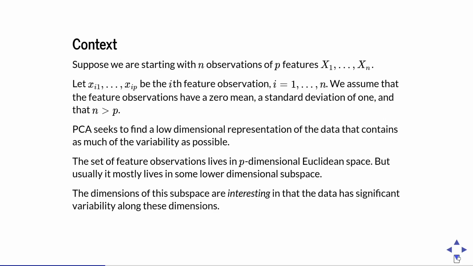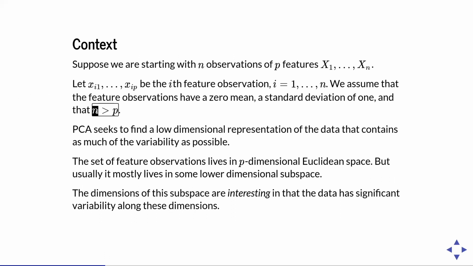Okay, so here's the context. Suppose we're starting with n observations of p features. And so these are the actual features. So this should say p, not n. Yet another typo. So this is the ith feature observation. And we're going to assume that our feature observations have a zero mean and a standard deviation of 1, i.e. they've been scaled, and that we have more observations than features.